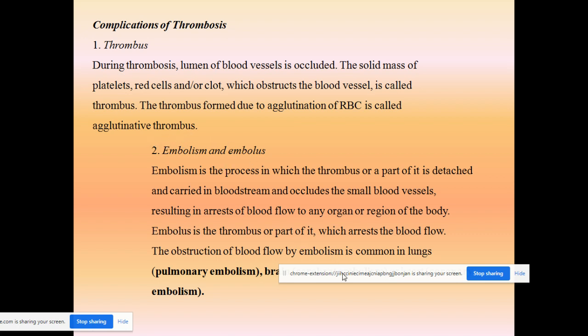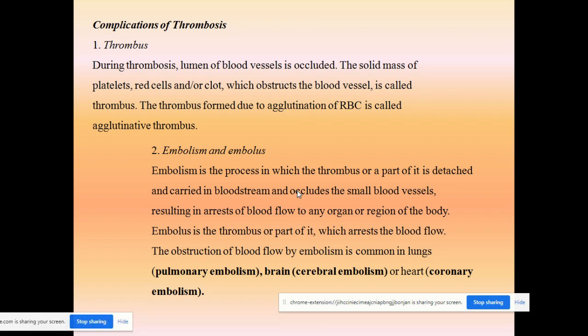Next, these are some other terms: embolism and embolus. So embolism is a process in which the thrombus or a part of it is detached and carried in the bloodstream. As I said, when the thrombus detaches and enters the bloodstream, it goes along and blocks another organ, resulting in the arresting of the blood flow to that particular organ. For example, if there is deep vein thrombosis, the blood vessel in the leg will be blocked.